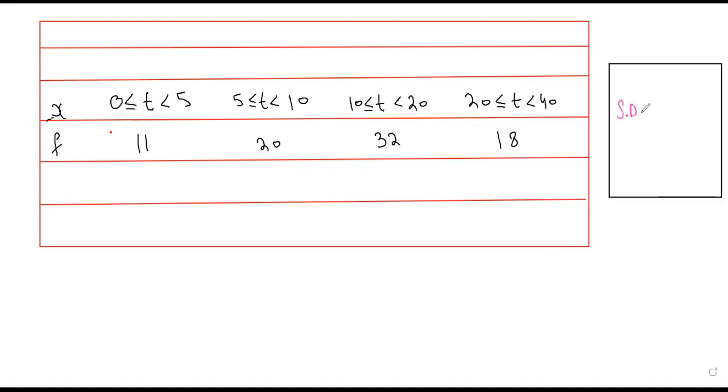So standard deviation is going to be under the root summation f x squared divided by summation f minus summation fx divided by summation f whole square. This mean would be squared. Okay, this is the previous formula, the formula which we discussed a few minutes back.